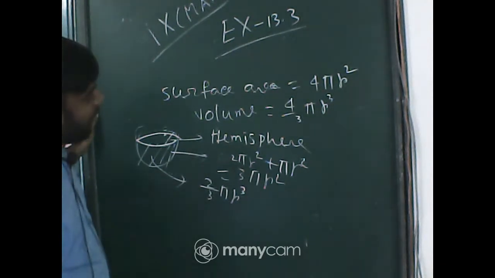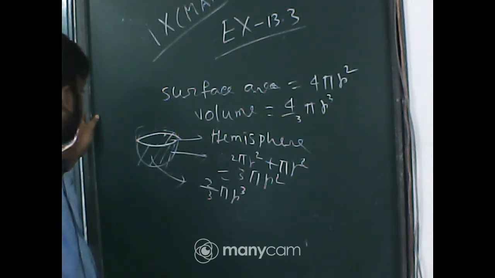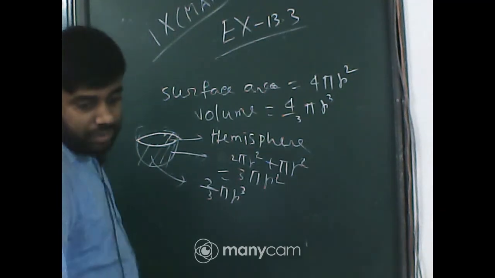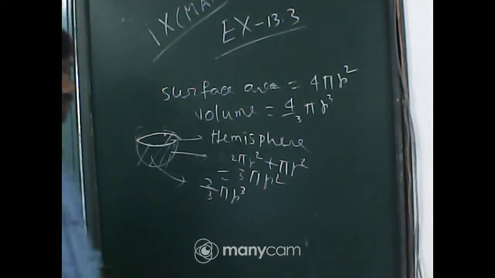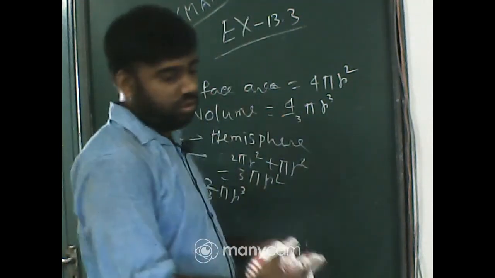So for the formulas I have written: surface area 4 pi r square, volume 4/3 pi r cube, hemisphere surface area 3 pi r square, and volume of the hemisphere 2/3 pi r cube. Got it, everyone? Yes or no? Having any doubt?